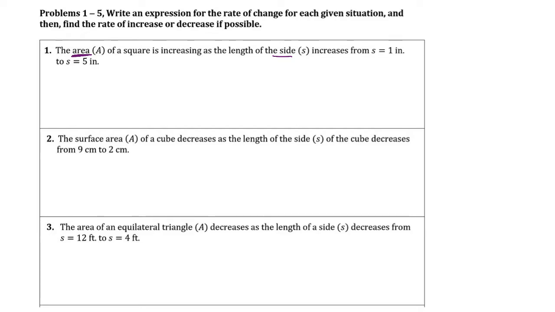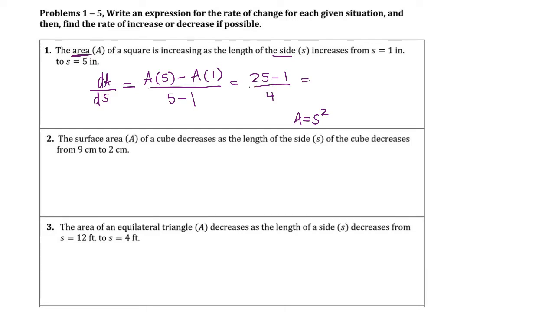So here we're going to write this as the rate of change of A over the rate of change of S, and that's going to be equal to A at 5 minus A at 1 over 5 minus 1. Now, if we keep in mind that our area is equal to our side squared, then we can actually number crunch this out. So that's going to be 25 minus 1 over 4. So that's going to give us 24 over 4, or 6.